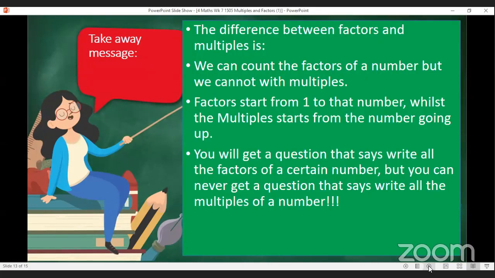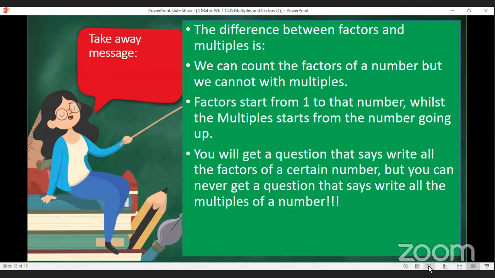And then in summary, the difference between factors and multiples. These things are different, as I've shown you before. We can count the number of factors, but we cannot count the multiples. Factors start from 1 and they end with that number, while the multiples start from that number going up. So as I said, you get a question that says, write all the factors of a certain number, but you can never get a question that says, write all the multiples of a number. So that is the difference.